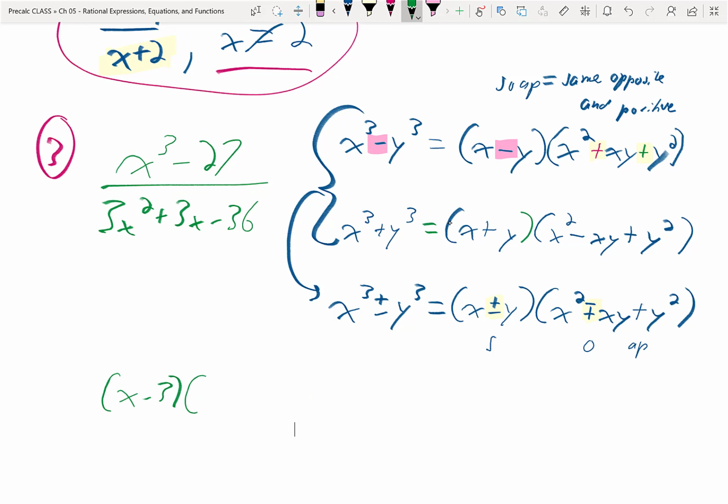The binomial is just the cube roots of each of those, x and 3. The trinomial, square that. You get x squared. Multiply them together, 3x. Square the 3. And then same, opposite, always positive. Same, minus, same as what it was originally. Opposite of the minus is a plus, and always positive gives you that.